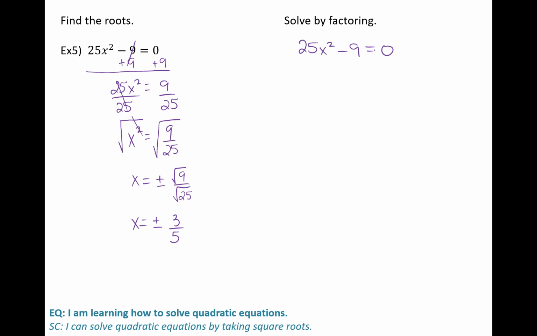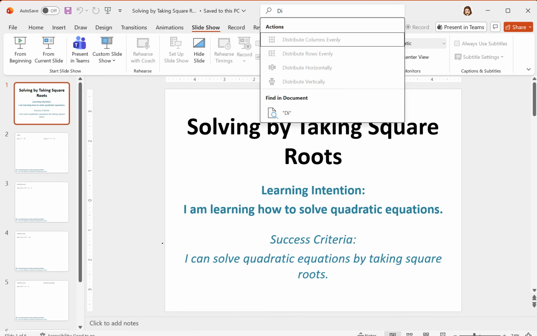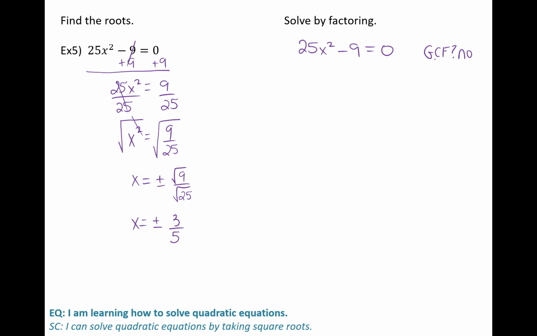So notice it equals 0, so we know we're going to be doing that zero product property. But first I'm just going to jump into my factoring. I'm going to look for a greatest common factor. There isn't one. Then I see only 2 terms, and you may recall when there's only 2 terms we do something called difference of squares.